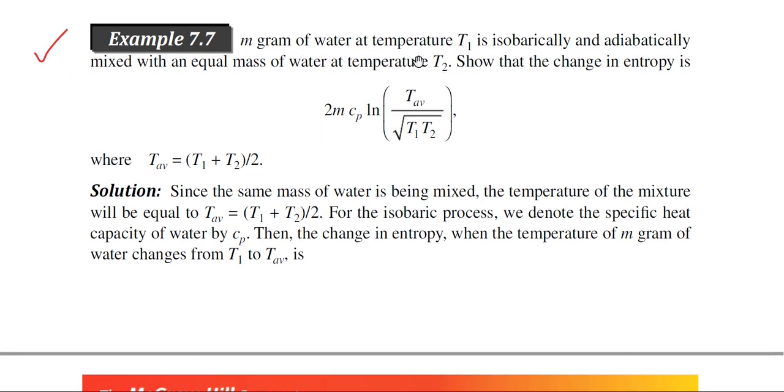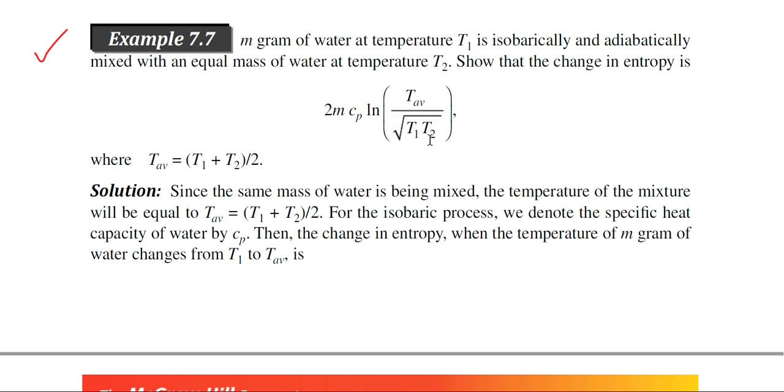M gram of water at temperature T1 is isobarically and adiabatically mixed with an equal mass of water. You focus on the fact, equal mass of water at temperature T2. So that the change in entropy is given by 2mCp ln T average by root over T1 T2. So again you go through the problem very carefully. M gram of water, the weight of the water is m gram, which is at temperature T1, and isobarically and adiabatically this particular water is mixed with an equal mass of water. You focus that equal mass of water at the temperature T2.